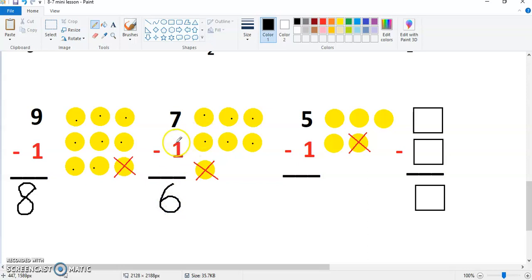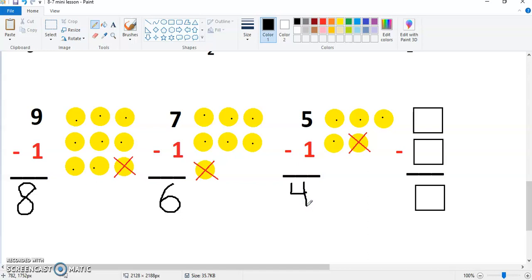Very interesting. Okay, now we're going down 2 again. We're starting with 5 this time. So we started with 9, went down to 7, went down to 5. Let's solve this problem. 5, take away 1. So we started with 5, we took away 1. How many are left over? 1, 2, 3, 4. Down and across and down once more. That is how we make a 4.